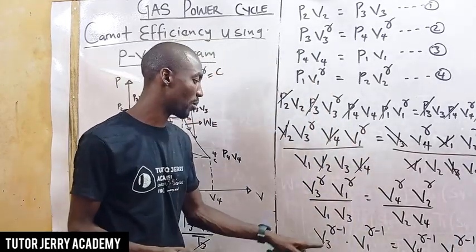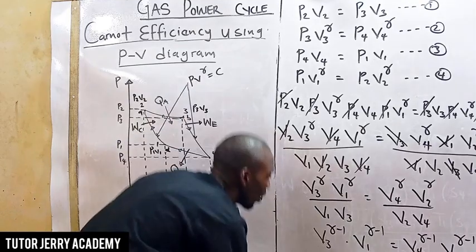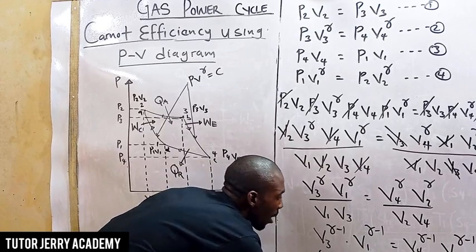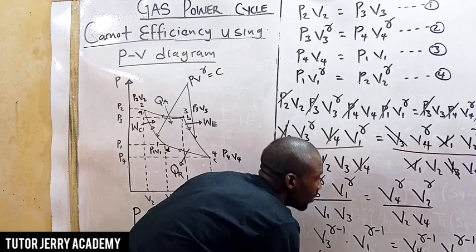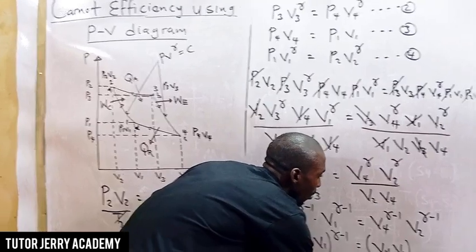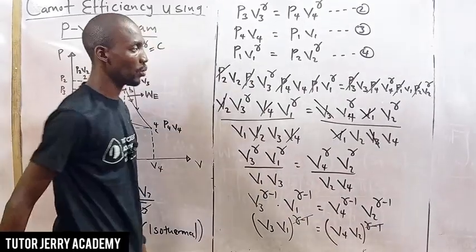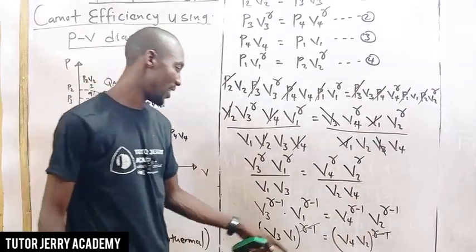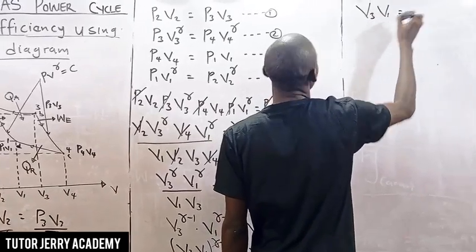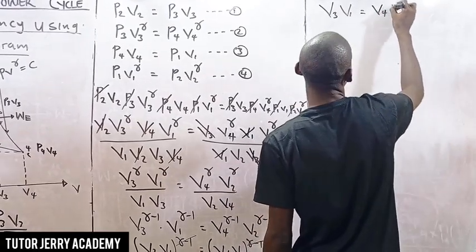All right, what do you observe? You observe gamma minus 1 is common here. We can factor them out. So we are going to have V3, V1 all to the power of gamma minus 1, which is going to be equal to V4, V2 to the power of gamma minus 1. So gamma minus 1 will go with gamma minus 1. Then we are going to have V3, V1 equals to V4, V2.